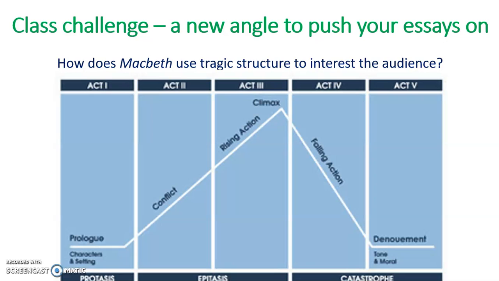to interest the audience. So this is a very famous model of a structure of a tragedy, often referred to as Freytag's pyramid, for example. Act 1, as you can see, is this first column, and it begins with a prologue and it introduces characters and settings. And down the bottom you can see a posh word for this section of the play that might be useful to get into your essays, which is protasis. Okay, so this is where everything is set up.